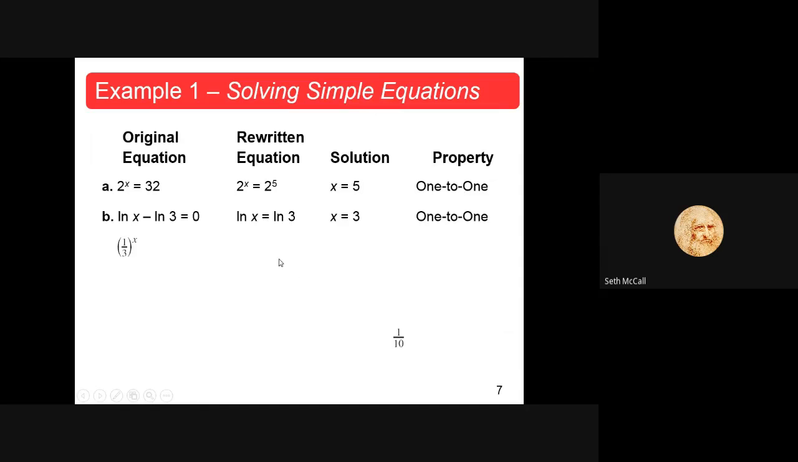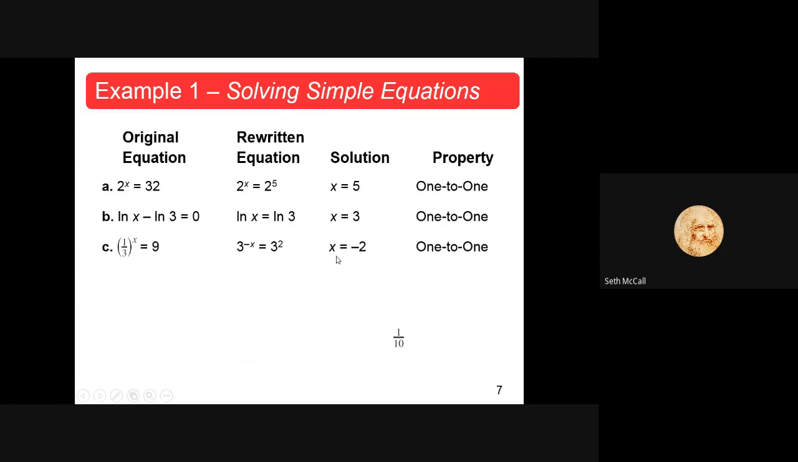The next one is natural log of x minus natural log of 3 equals 0. And this one is solved simply by adding natural log of 3 to both sides. So you will end up with a rewritten equation of natural log of x equals natural log of 3. And since you can see the natural logs are just log base e's, so the log and the base are the same on both sides of the equation, therefore x has to equal 3, and that is also using the one-to-one property.